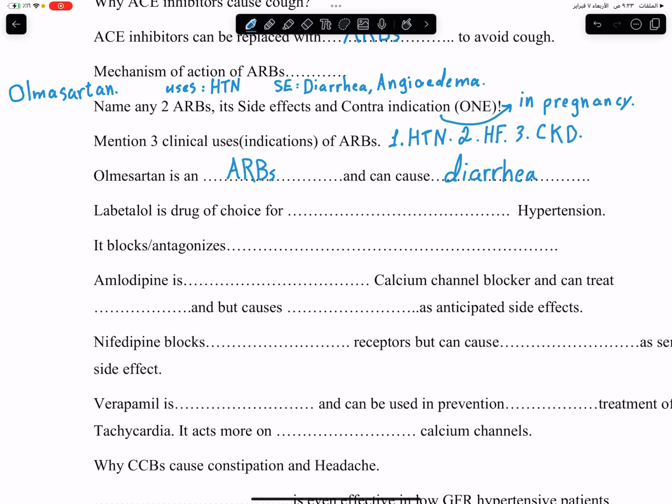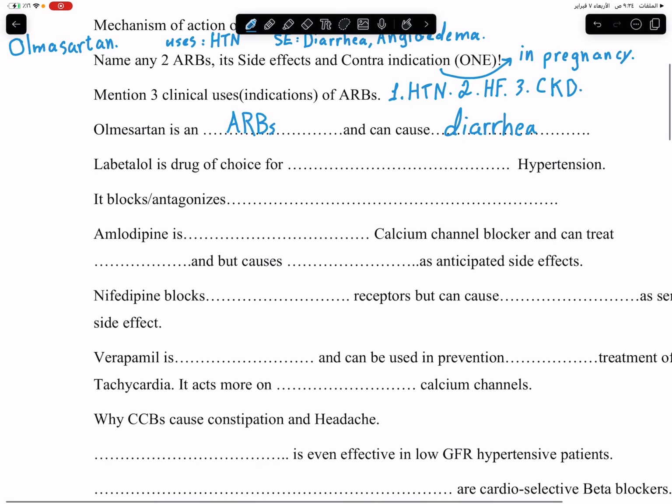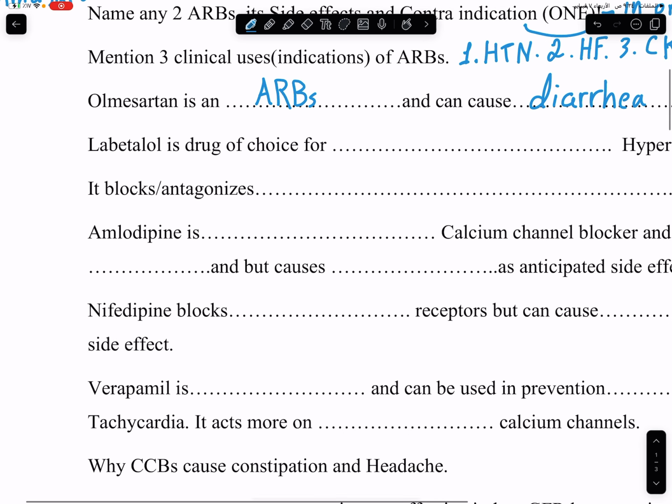Amlodipine is a calcium channel blocker and can treat what? Here what you can write: calcium channel blocker. It is used where? That is the mechanism of action, that it causes relaxation of the smooth muscles of the blood vessels as well as of the coronary blood vessels.